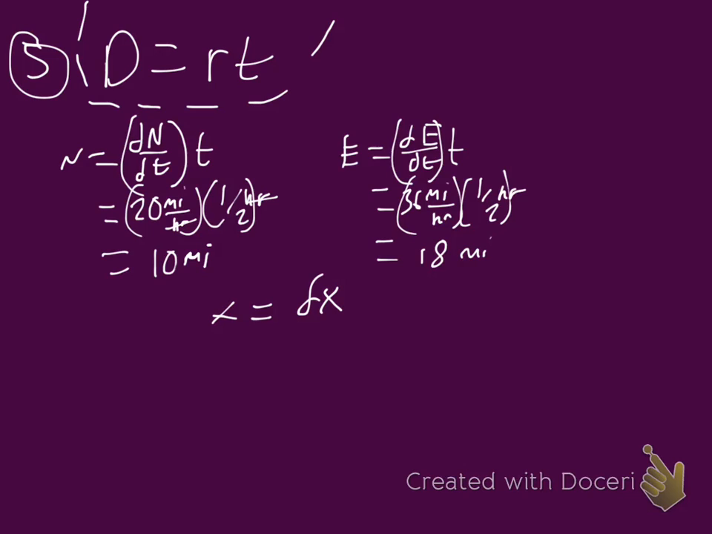I mean, this is true. dx/dt times t equals x. This is true, but we don't know what that is equal to. We don't know what dx/dt is equal to, so we can't solve for x. Oh, no.